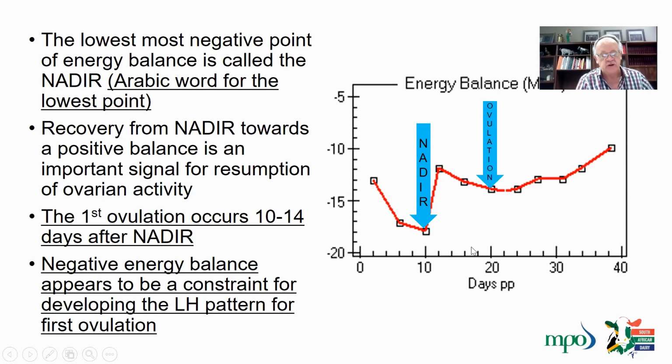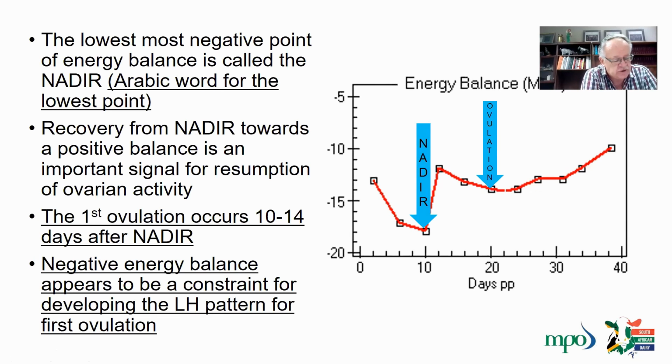As you can see, after this lowest point, she will recover. It will go up, and then it will almost form a straight line there. But about 10 to 14 days after this nadir, the cow will start ovulating. So the negative energy balance, you all know what's happening in the cycle of a dairy cow.